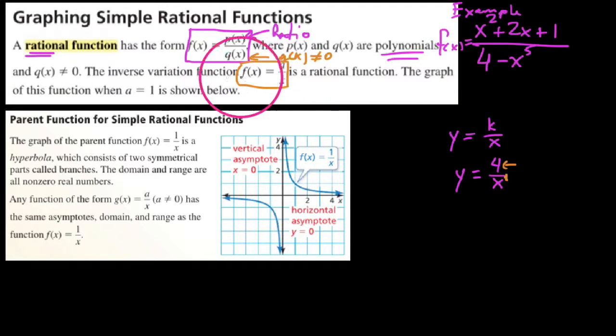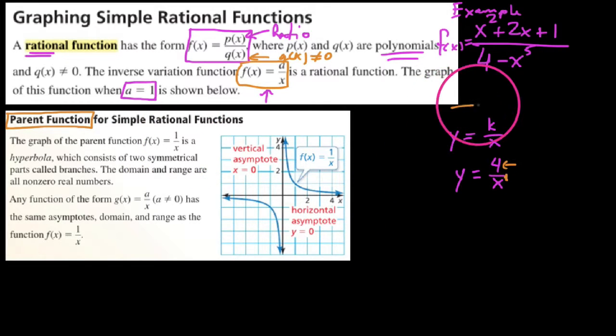So when we talk about simple rational functions, what we're going to do is start with this graph right here, and we're going to allow our a value to be specifically 1. It's always good to look at a parent function here. And so this is really important: this is going to be the breakdown for our parent function, the graph of y equals 1 over x.